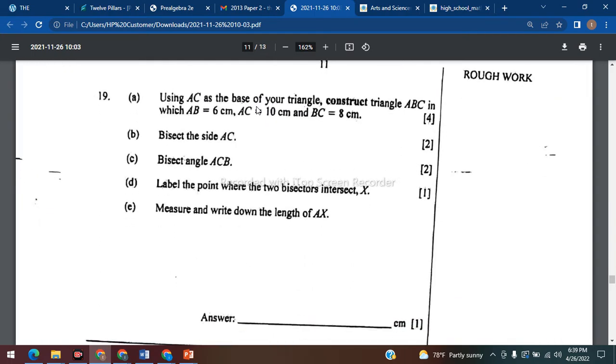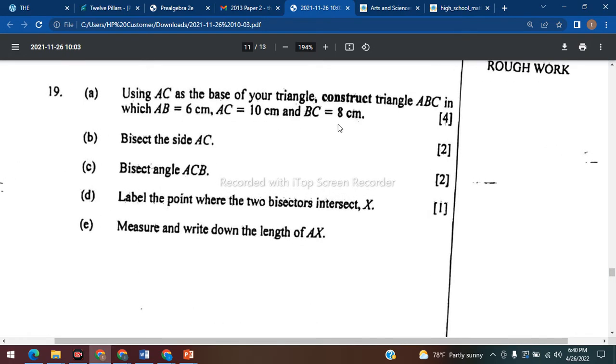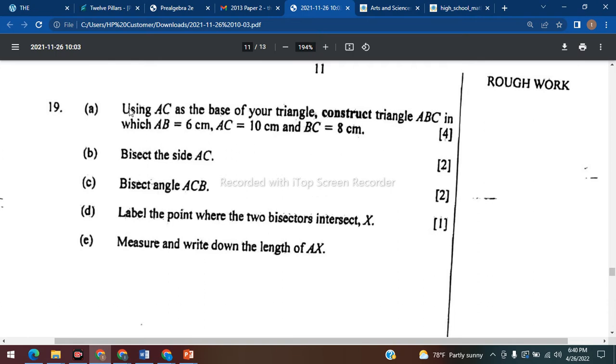I like this one. So this one says, using AC as the base of your triangle, construct triangle ABC in which AB is 6 centimeters, AC is 10 centimeters, and BC is 8 centimeters. All right? So let's do that.